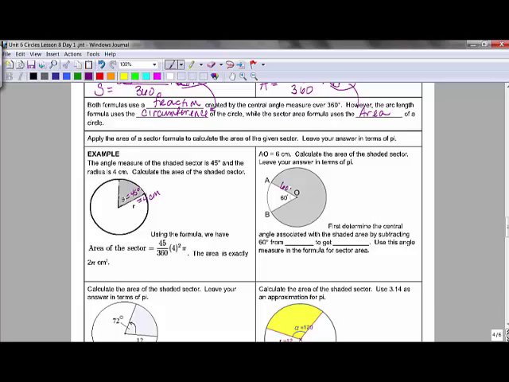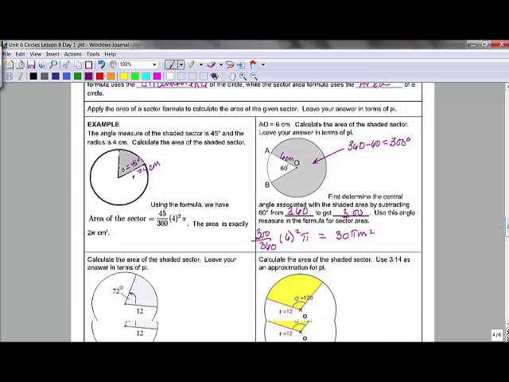AO is 6 centimeters. They tell me this is 60. Now they want the shaded area. So I think to get this angle measure of the shaded area, I need to take the total degrees minus the unshaded part to get 300. So we subtract 60 from 360 to get 300, and then we use this angle, 300 out of 360, times r squared pi. Do some math. The exact answer is 30 pi meters squared.